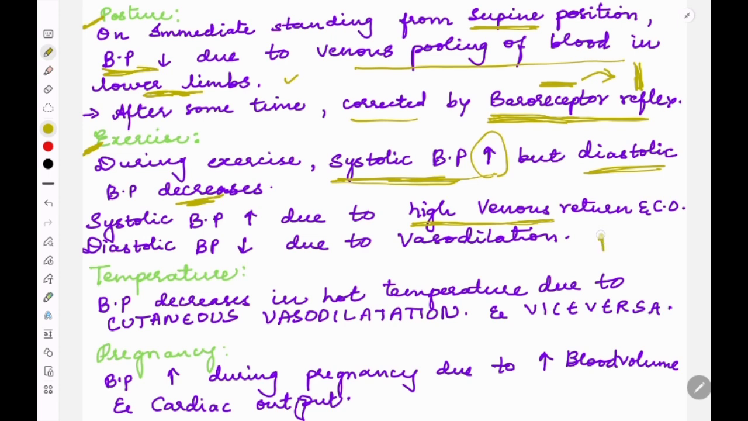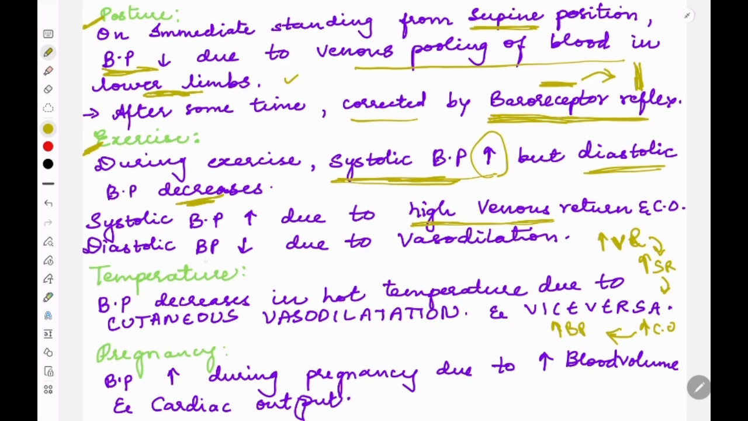That's why there is increased venous return to the heart. The heart requires more oxygen, and more oxygen means more blood. So there is more venous return to the heart, because of that there is increased stroke volume, because of that there is increased cardiac output, and because of that there is increased BP. The more the cardiac output, the more the BP. So this is how the systolic BP increases.